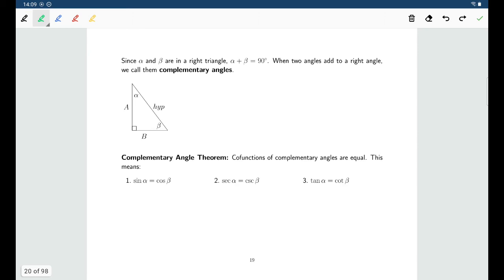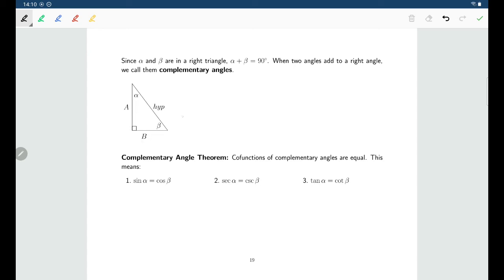The last part that we have to talk about here is the relationship between cofunctions. Remember that we had pairs of functions, sine and cosine. We had secant and cosecant. There was tangent and cotangent. And I had said earlier that there was a relationship between those pairs of functions, and that is this, the complementary angle theorem. When two angles are complementary, they add up to 90 degrees.